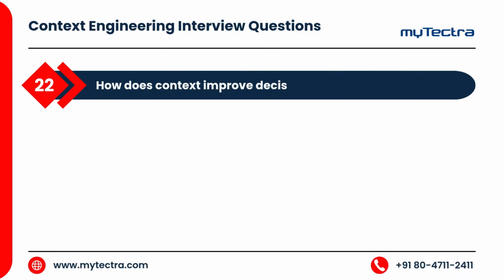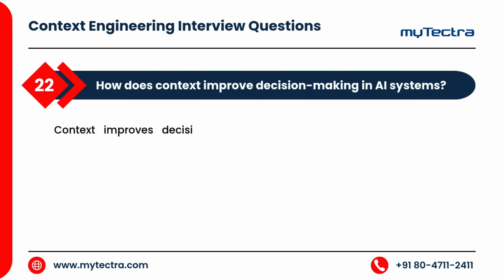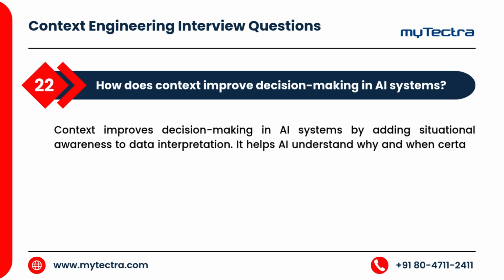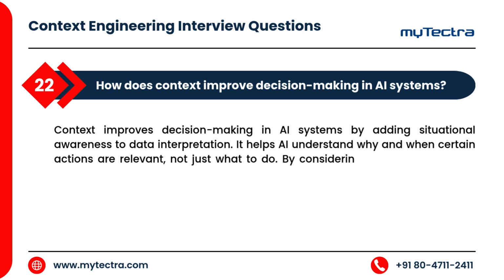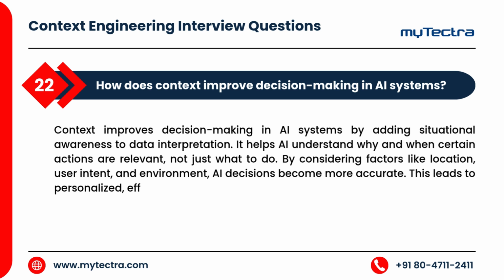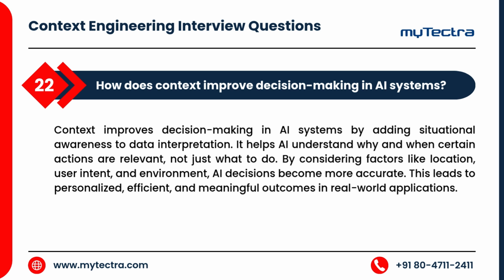How does context improve decision-making in AI systems? Context improves decision-making in AI systems by adding situational awareness to data interpretation. It helps AI understand why and when certain actions are relevant, not just what to do. By considering factors like location, user intent, and environment, AI decisions become more accurate. This leads to personalized, efficient, and meaningful outcomes in real-world applications.